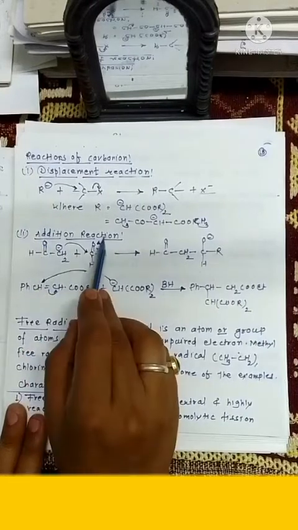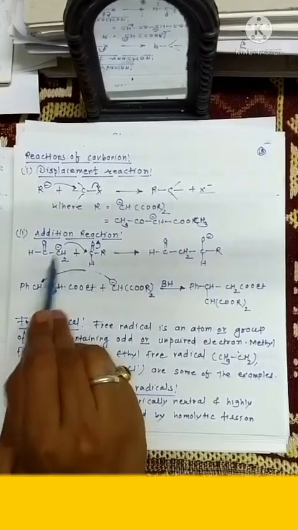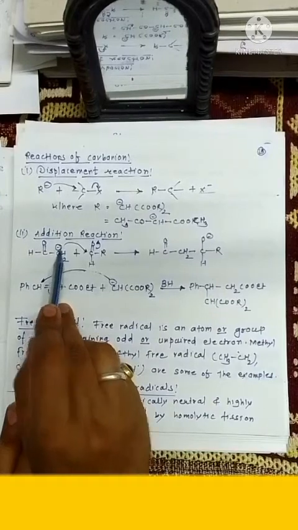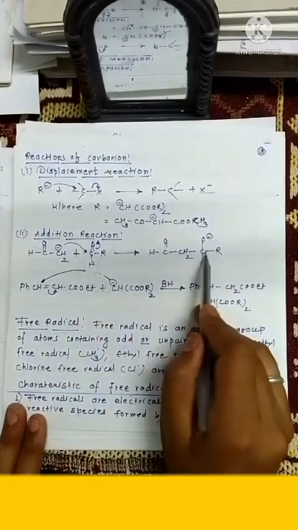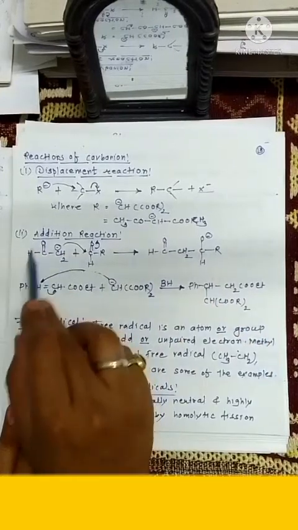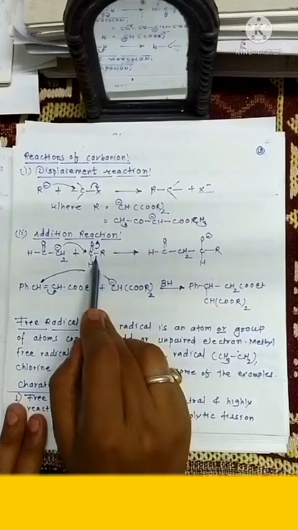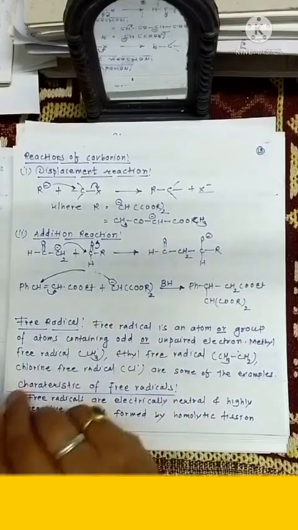Second type of reaction is addition reaction. Just see here, this carbanion attacks this carbonyl carbon and adds this molecule onto this molecule.